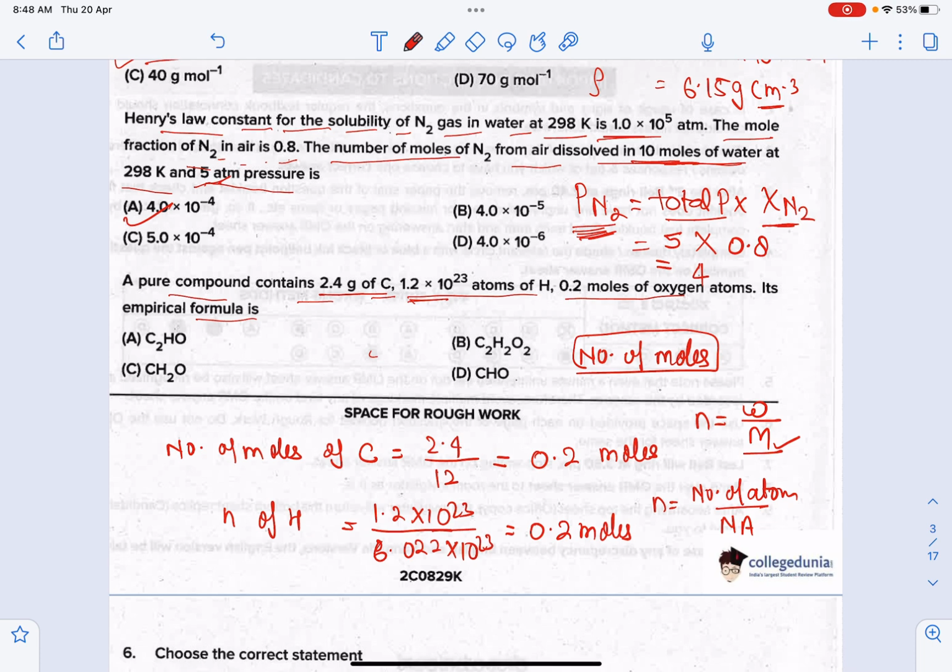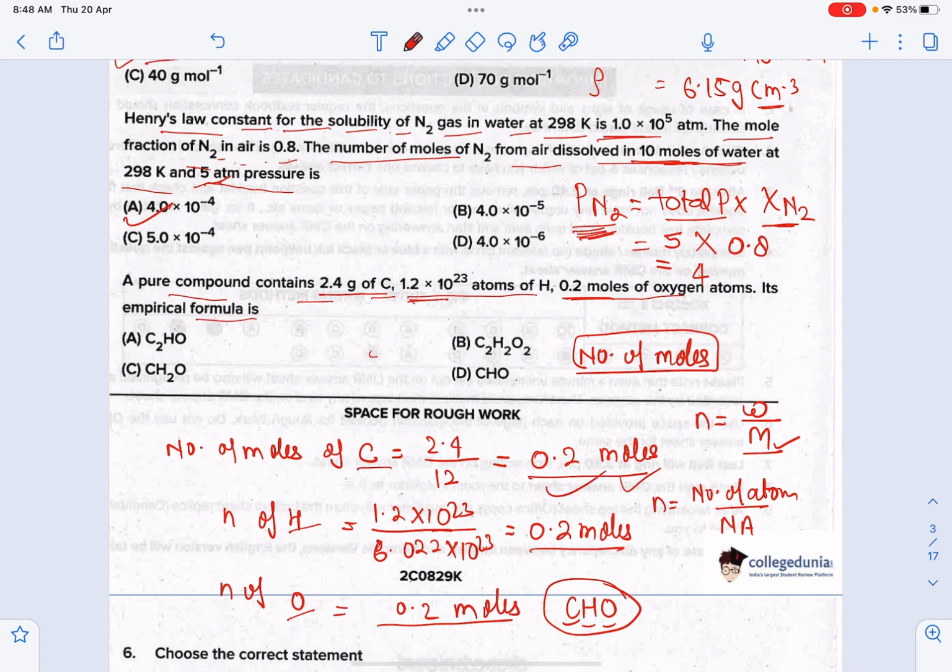Now here is one more element, that is oxygen. The number of moles of oxygen is given directly as 0.2 mole. Now you can see that the number of moles is equal in all elements, so our formula will be CHO. They have equal numbers of moles in their formula. If anyone has a different number, then we multiply it by a suitable number and make the number of moles equal to each other, then according to them we write the empirical formula.